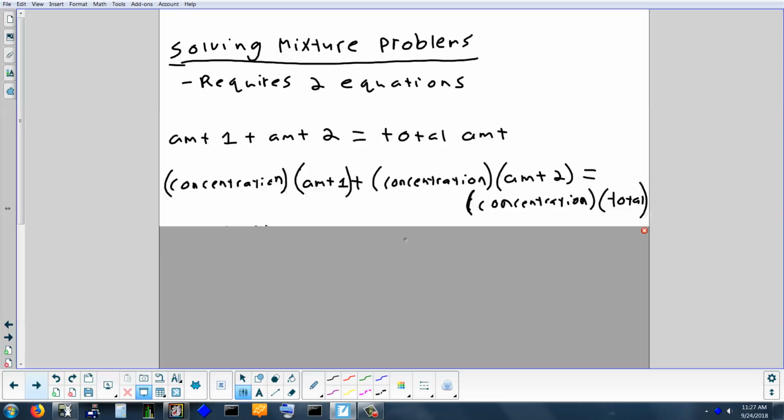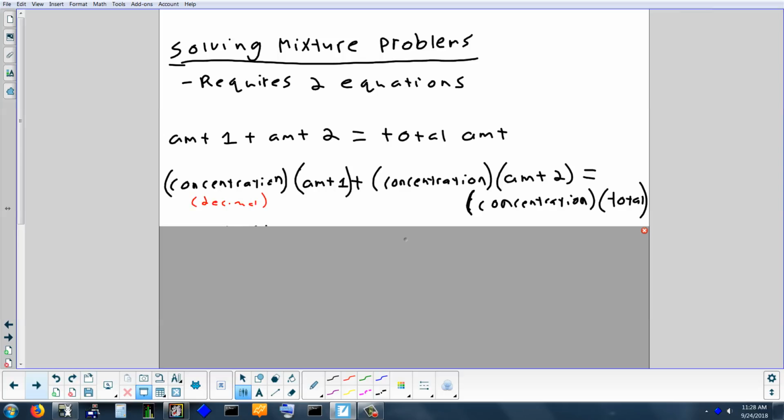So these are the two equations. One equation involves the total amount. When you mix the two together, how much stuff do you want to have? 100 gallons, 20 liters, how much? The second equation has to do with concentration, which is always a decimal. So if they give you something like 5%, you want to make it 0.05. So all of them, all decimals.